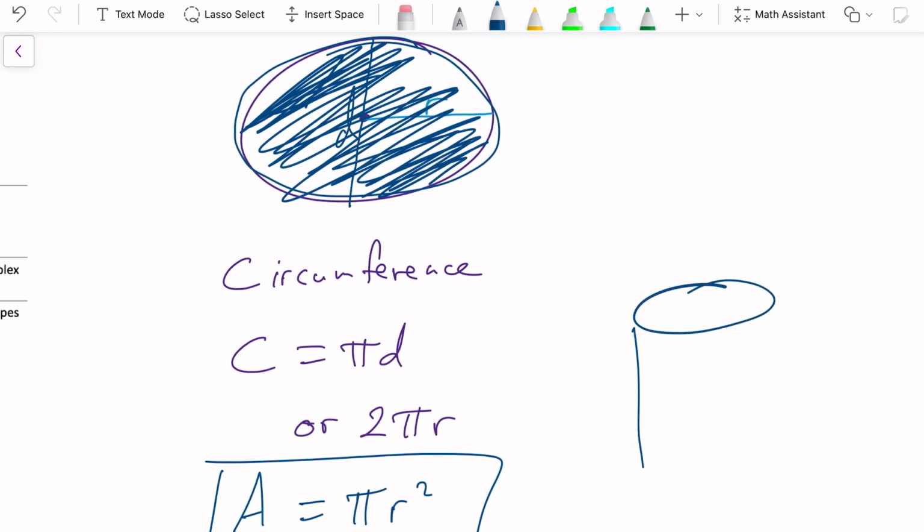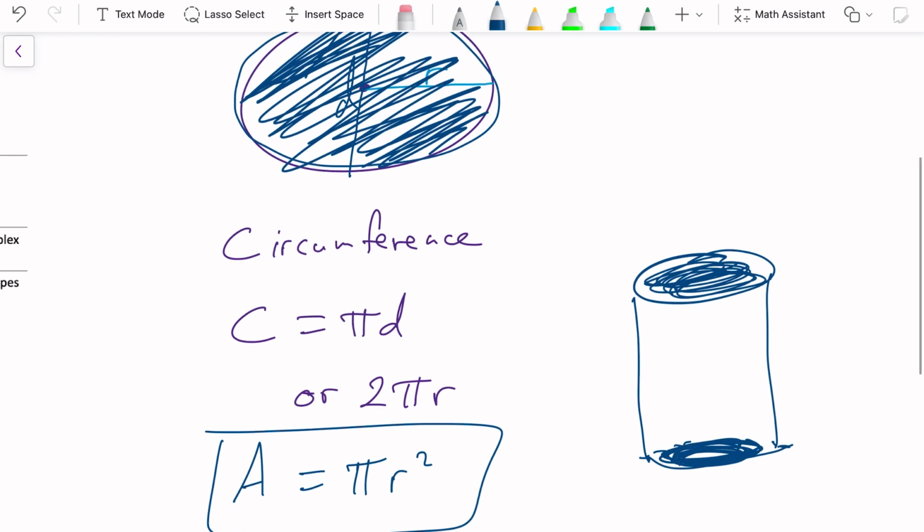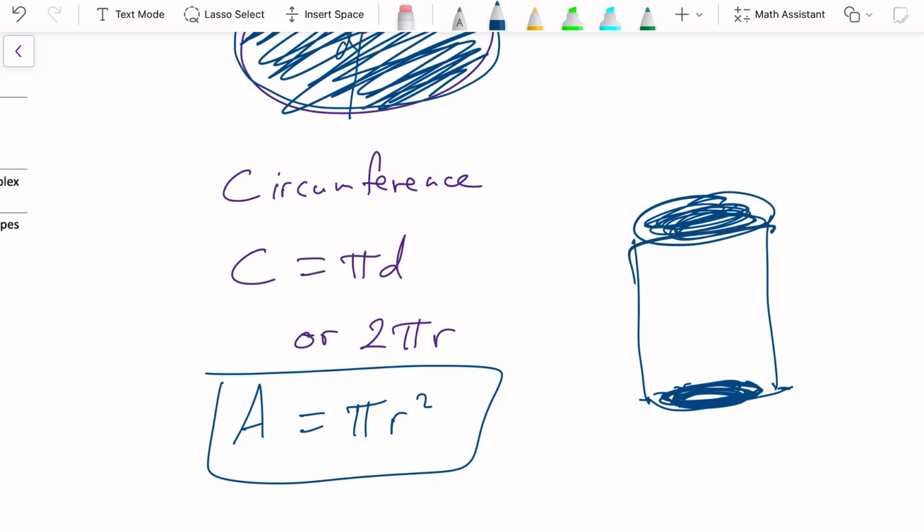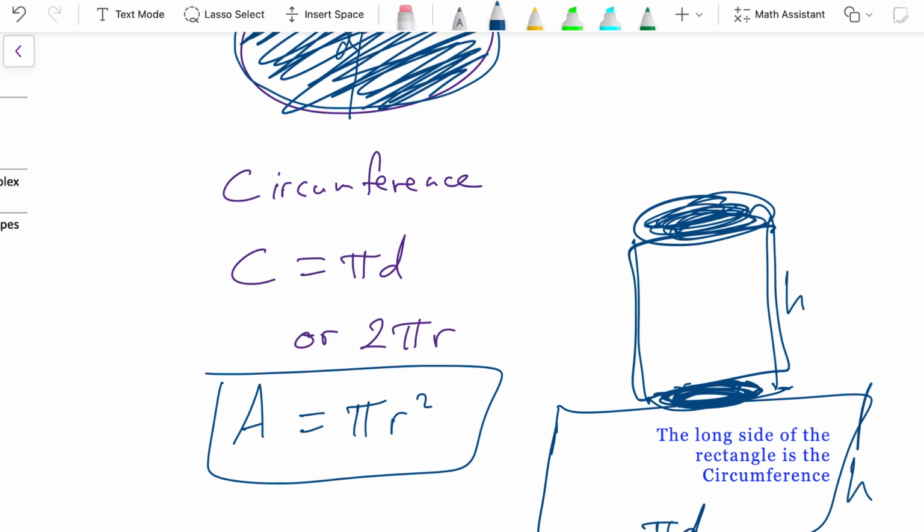cylinder, for example. So let's say this is our cylinder. So you would find the area of the circle at the top, pi r squared. Area of the circle at the bottom, another pi r squared. And then we would fold out this part, which would actually look like a rectangle. You probably would have done that last year.